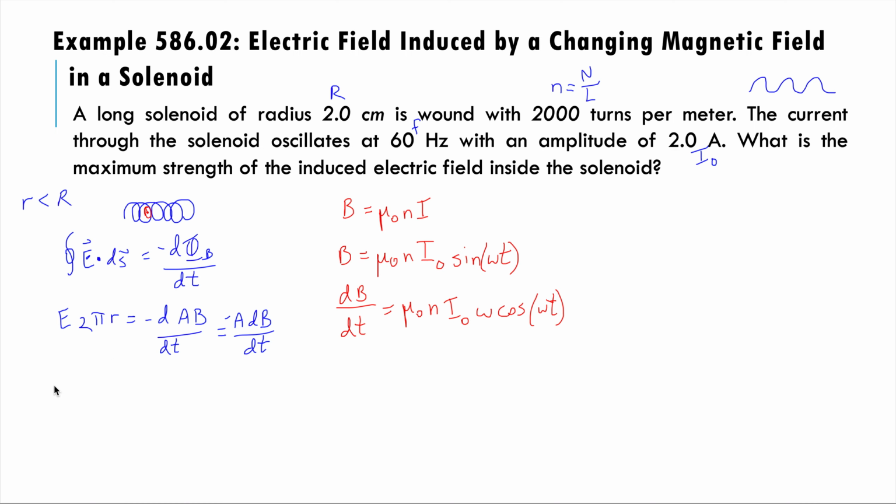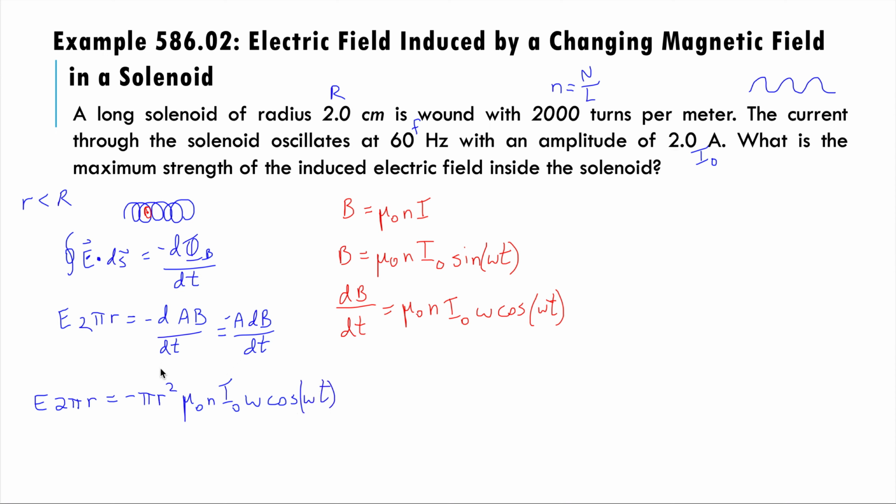We're going to have E times 2 pi r is equal to negative A times, and let's put in the area. We're looking for the change in flux through this little red loop. What's the area of it? It's going to be pi r squared, since the red loop has a little radius r. And then we're going to plug in all of this here: mu naught n I naught omega cosine of omega t.